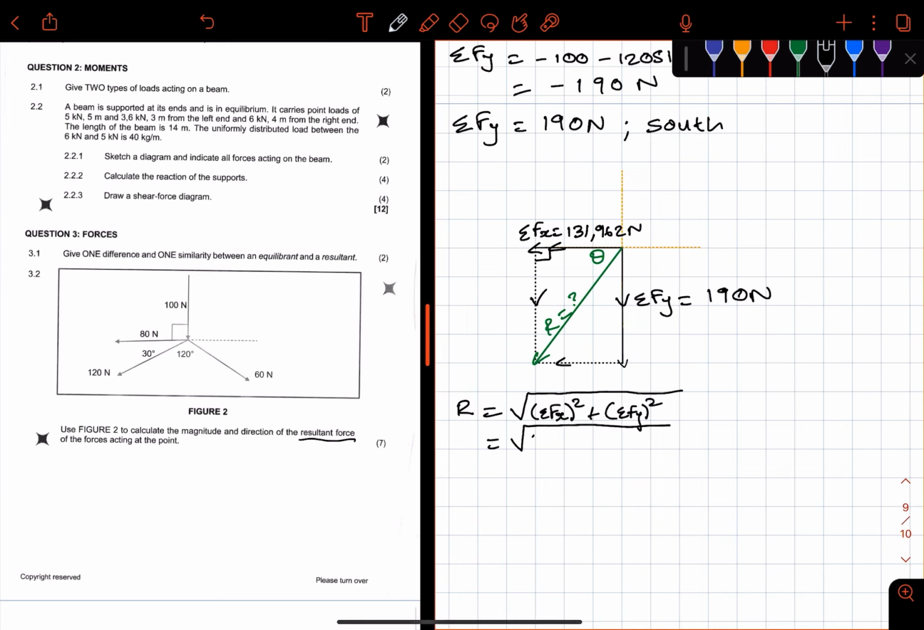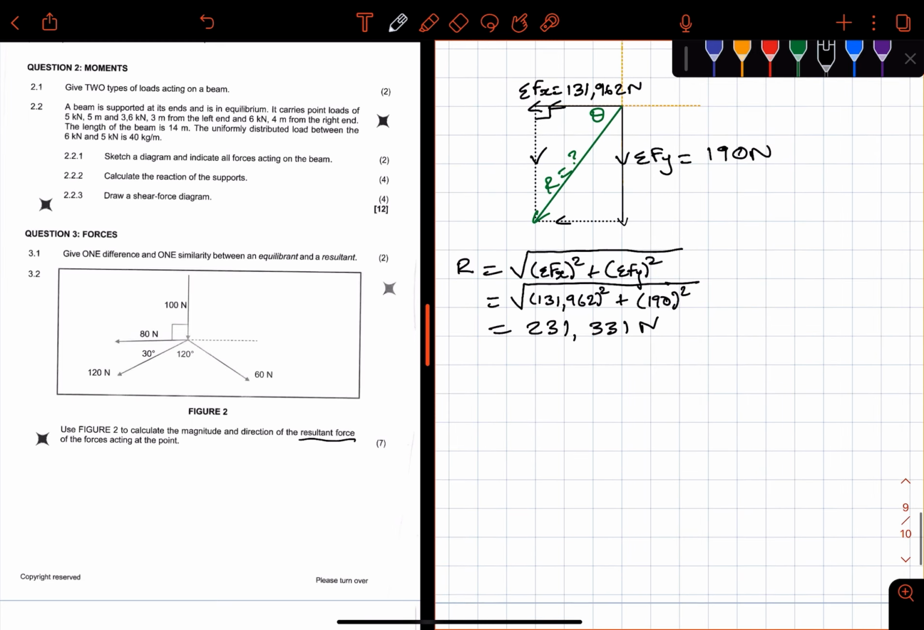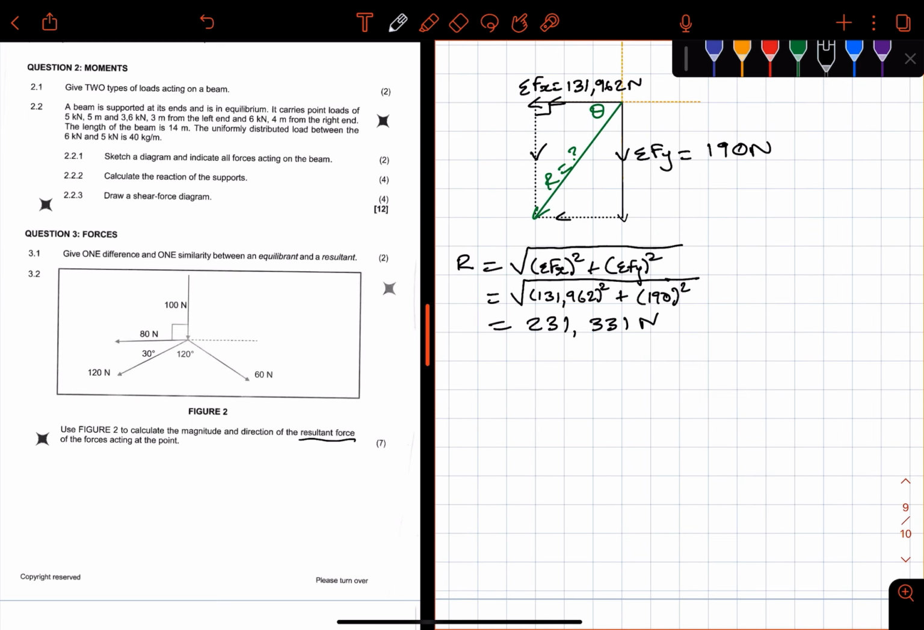This is equal to 131,962 squared plus 190 squared. And if you punch that in your calculators, we are going to get 231,331 newtons, right? That is the magnitude of the resultant force, and to get the direction, we need to determine theta.